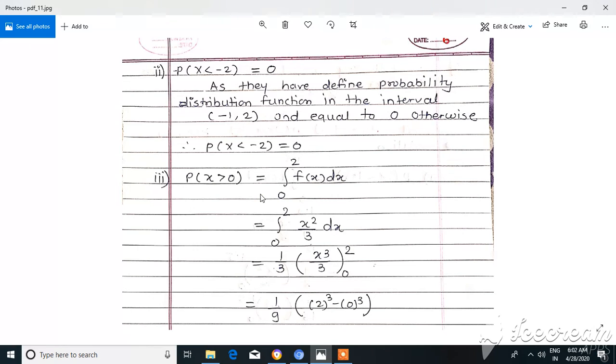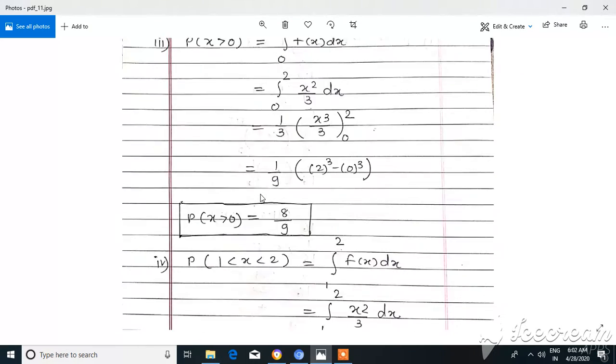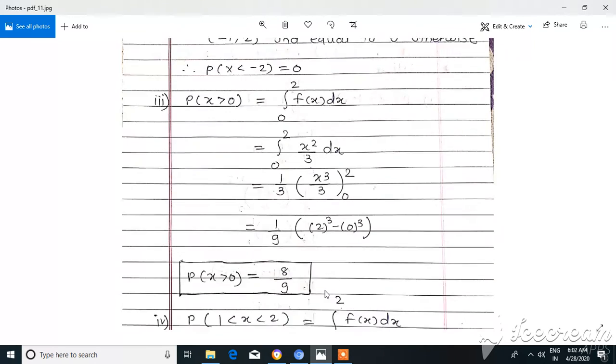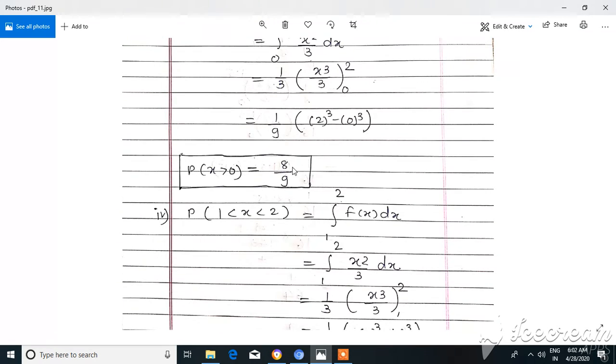Now come to the third problem. They want probability of x greater than 0. So lower limit is 0, upper limit is 2. Again here this integration will be x cube by 3. Put the values, we will get the answer as 8 by 9.